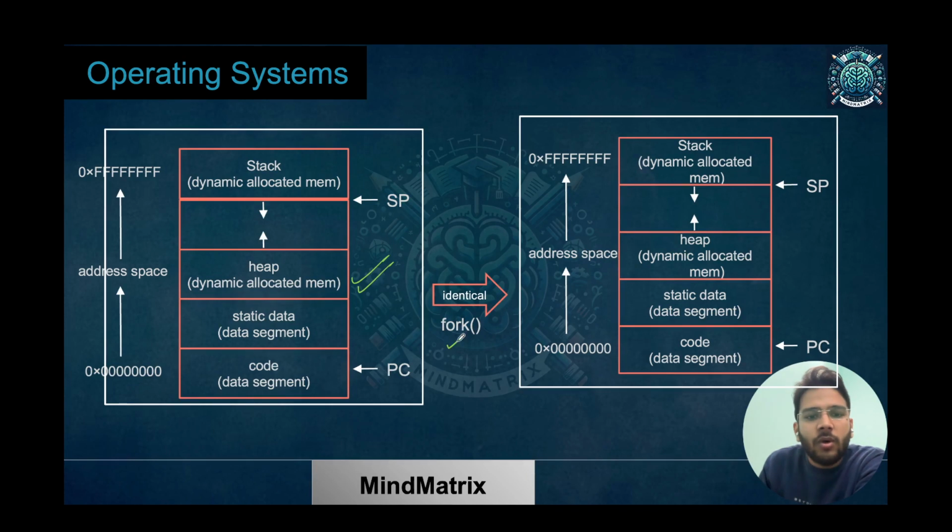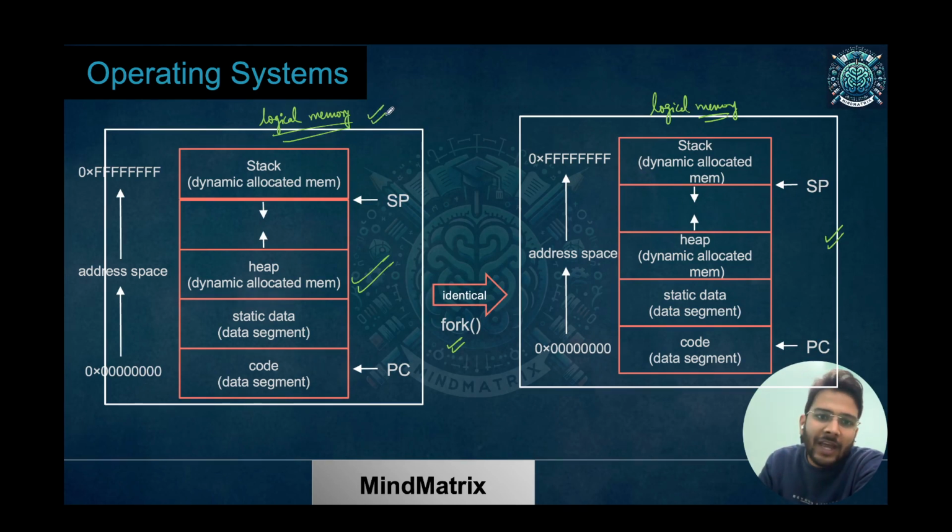Now when I call the fork system call, an identical memory layout will be created, an exact copy will be created for the child process as well. Correct? So this is what we have as logical memory. This is the logical memory of the process. Clear? Exact same logical memory will be created for the child process. Clear? So for the child process as well, an exact copy will be created.